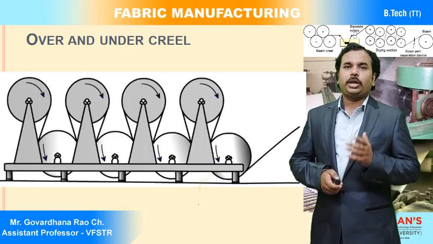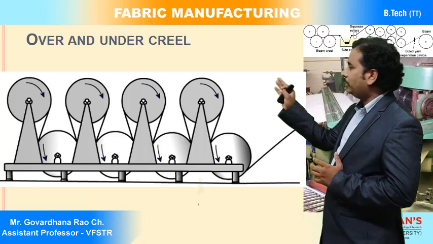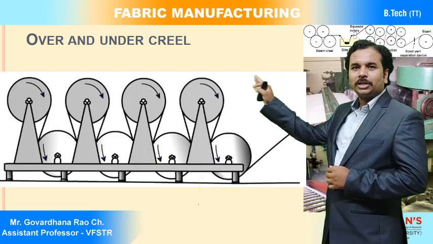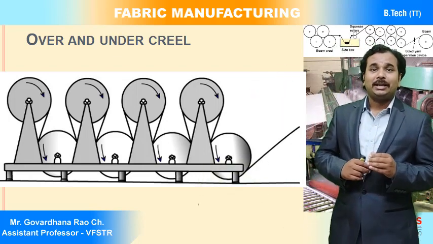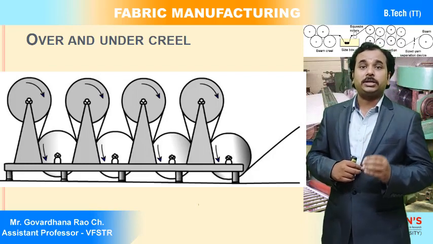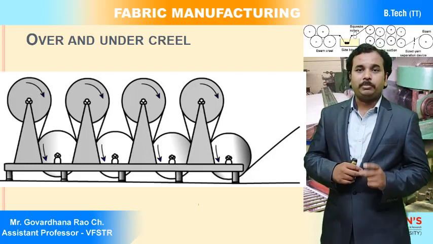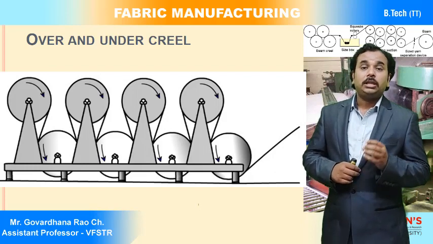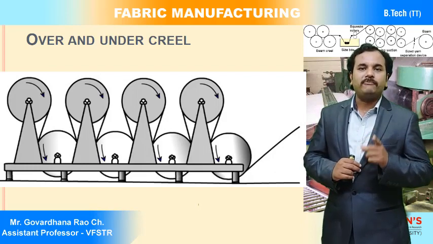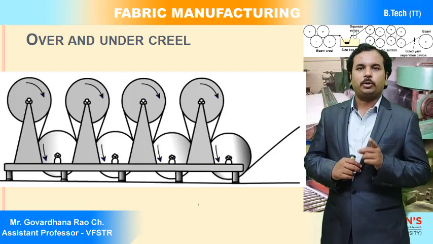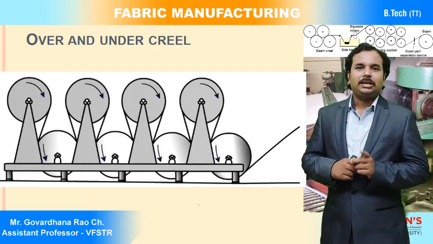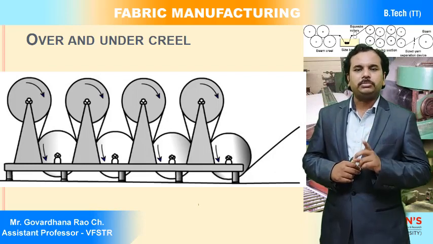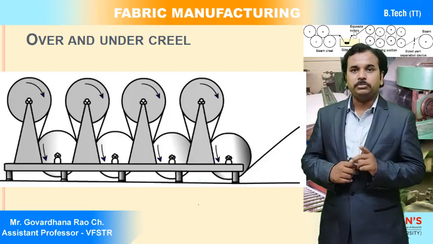You can see that there are beams. The rollers shown in the figure are called warpers beams. Again and again I am telling, the warpers beams. These warpers beams come from the direct warping machine. Warpers beams are produced in the direct warping machine, so the beams from the direct warping machine are called warpers beams.